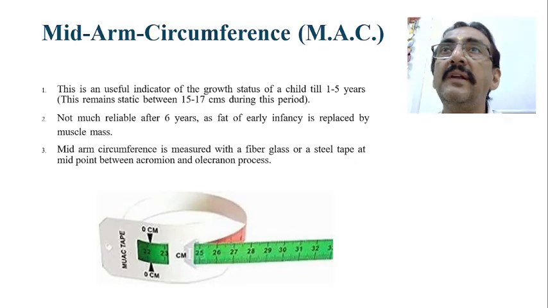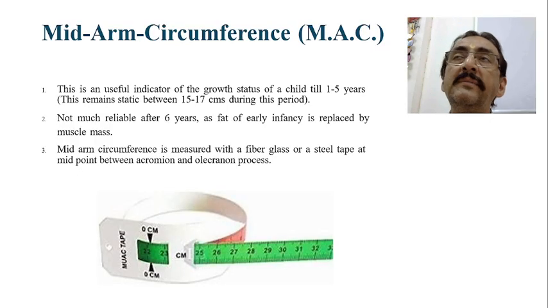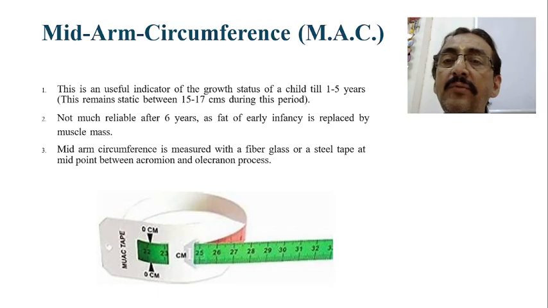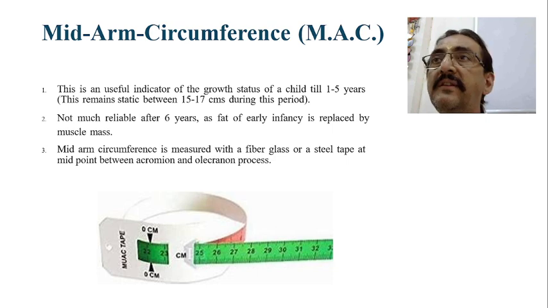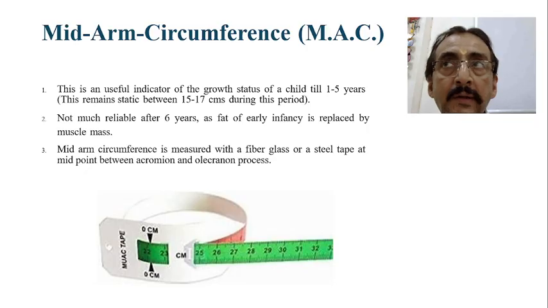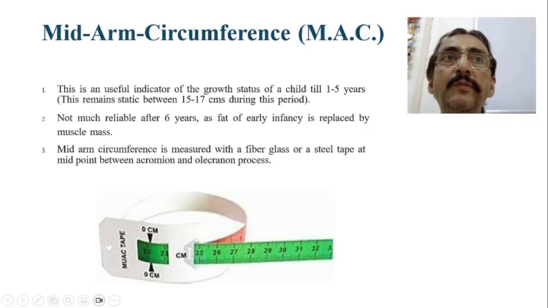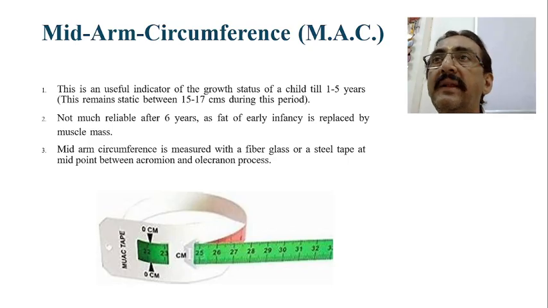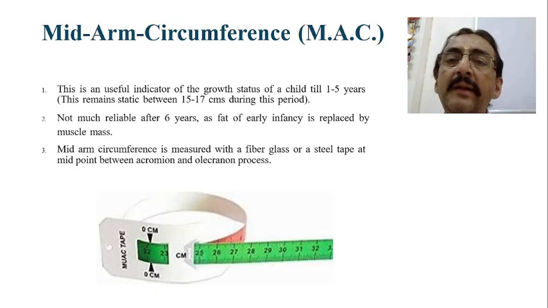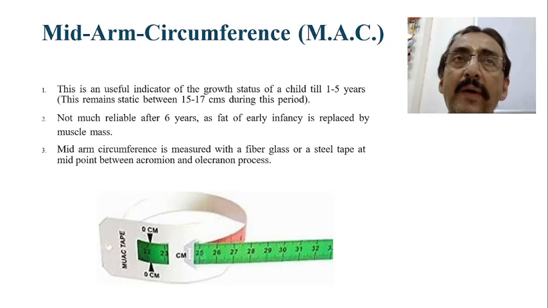After head circumference, we will move on to another important thing, that is mid-arm circumference. Now this is a very useful indicator of the growth status of the child from 1 to 5 years. Very important: after 5 years, mid-arm circumference is not of much value. Why? Because after 5 years the muscle mass increases very rapidly, but up to 5 years, in almost all children, the muscle mass of the arm is almost equal. This is a useful indicator of growth status of a child till 1 to 5 years of age.